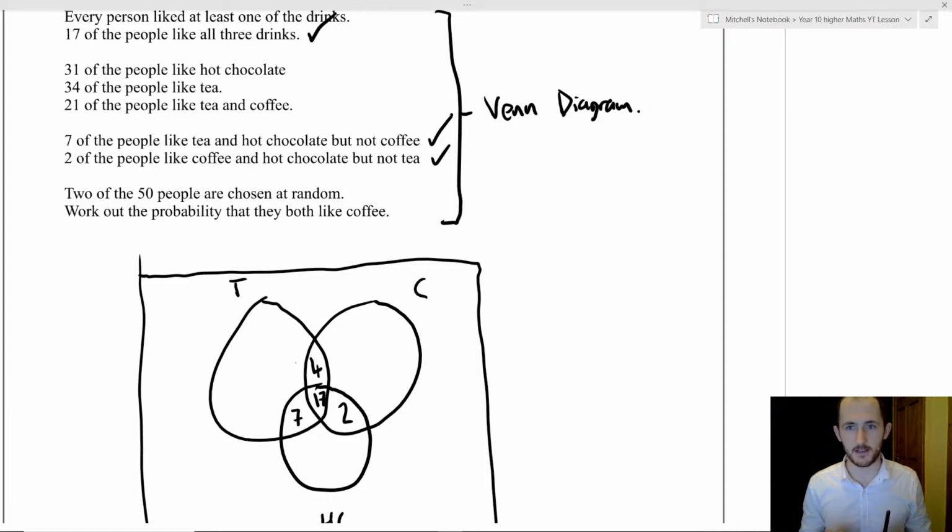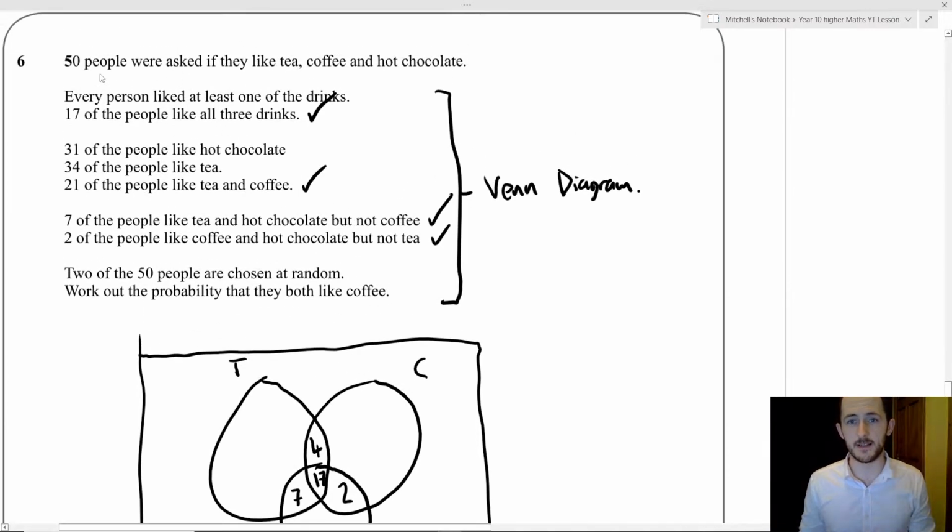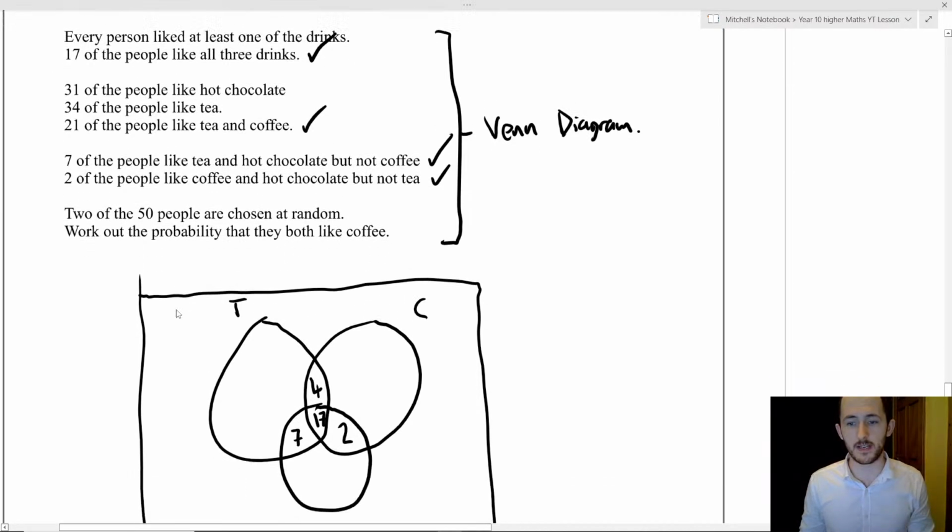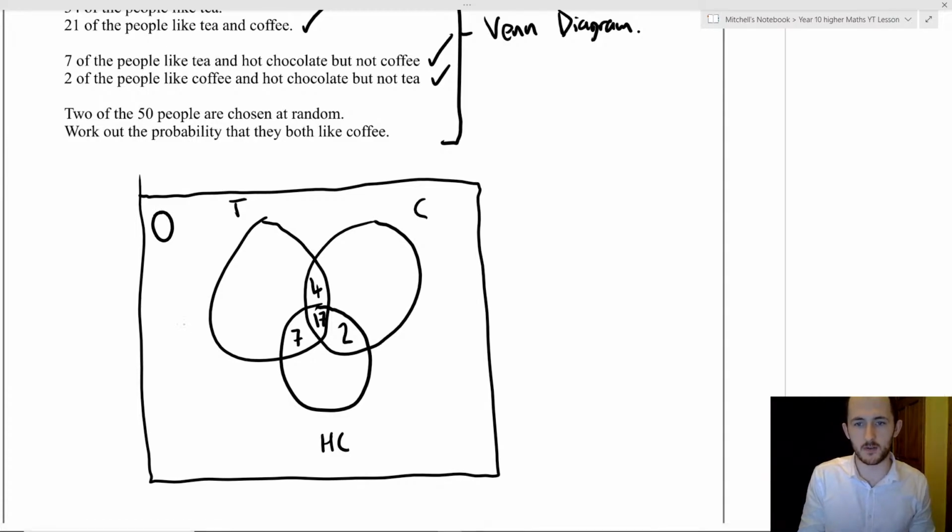It's a bit tricky. So tea and coffee is this intersection here. That adds up to 21. Okay, perfect. Wonderful. So now we've done all of the inner bits, we have to now work out the outer bits. There is one thing we can say. Every person likes at least 1 drink, which means the number outside the circles is 0. Because everyone has 1. Everyone's in at least 1 circle.